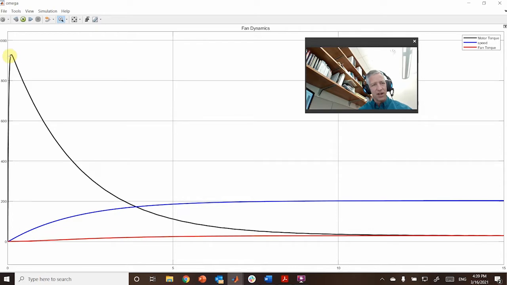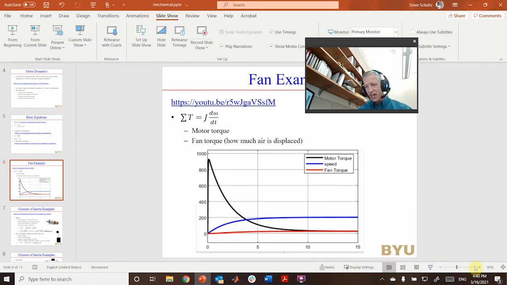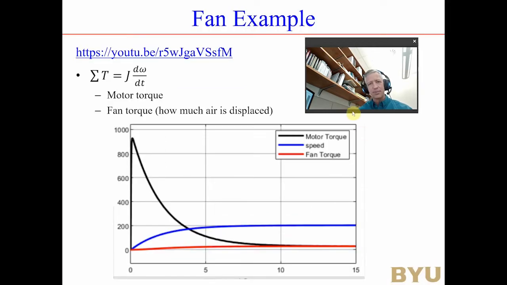So the bigger the black one is over the red one, the more acceleration I have. And as we're getting closer and closer, you see right in here, I'm getting less and less acceleration until they're equal, and then my acceleration goes to zero, and my fan's at a constant speed. Okay, let's go back here and look at some more examples. So this was our fan example.